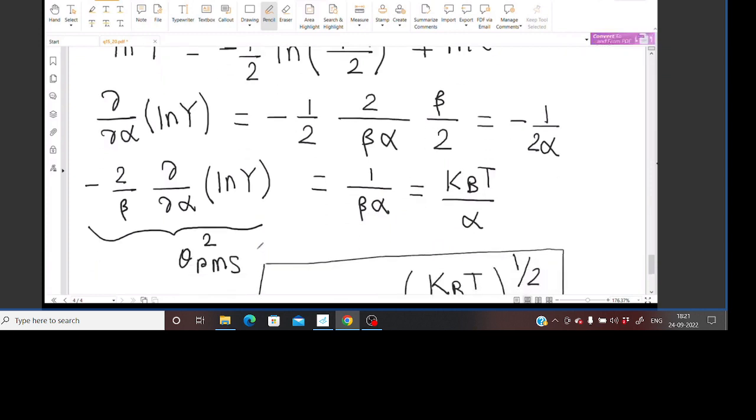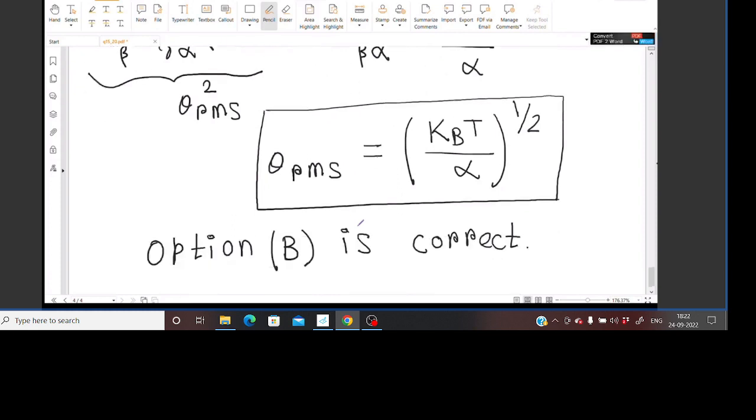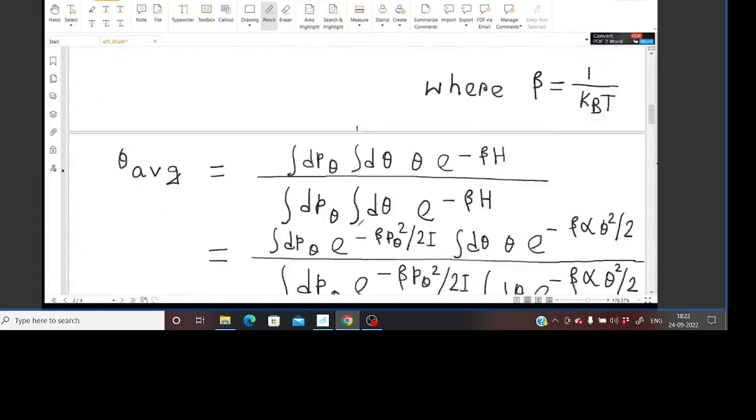Now theta RMS square is equal to minus 2 by beta into del alpha of log y. So we obtain that theta RMS is equal to kBT by alpha whole to the power half. So we have theta average equal to 0 and theta RMS equal to kBT by alpha whole to the power half. So in this question, option B is correct.